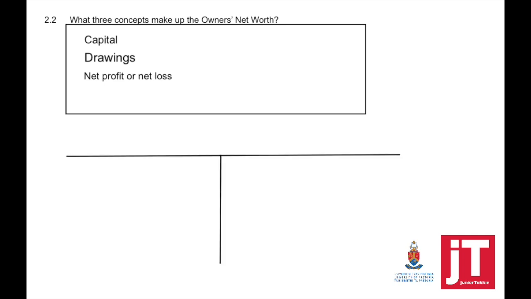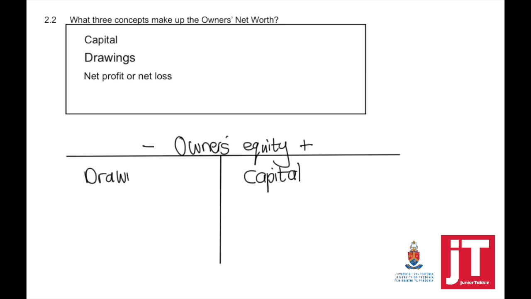This can be illustrated on a T account, and it's so important that you understand it. If we look at owner's equity, it consists of capital and drawings. The owner's equity will always decrease on the debit side. The left-hand side is called the debit side. The right-hand side of the T account is called the credit side. So on the debit side, it will decrease. On the credit side, it will increase.